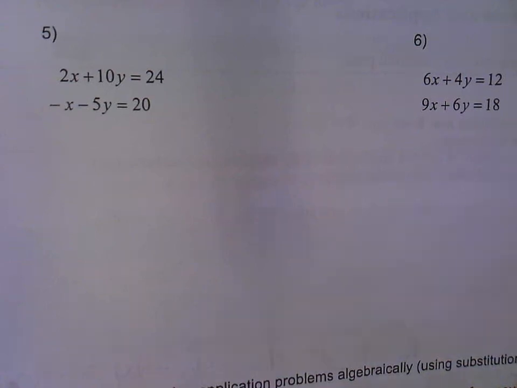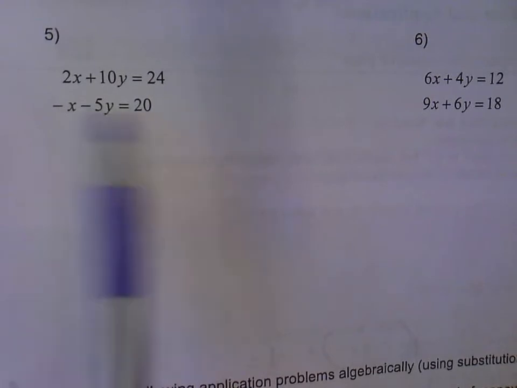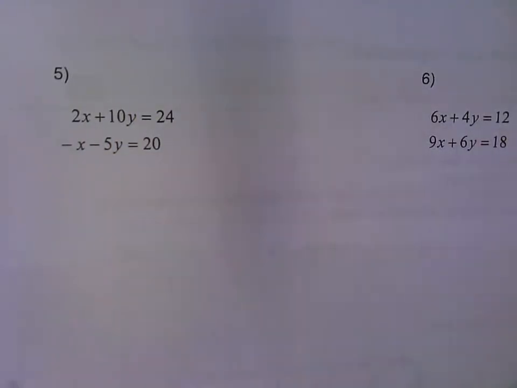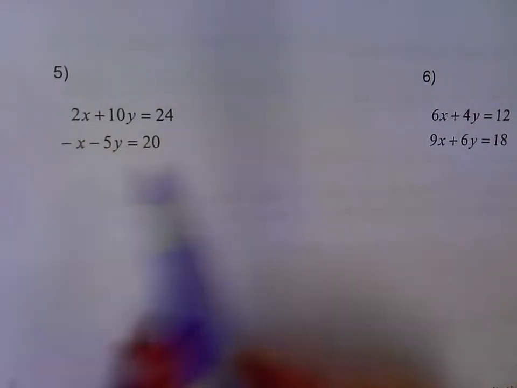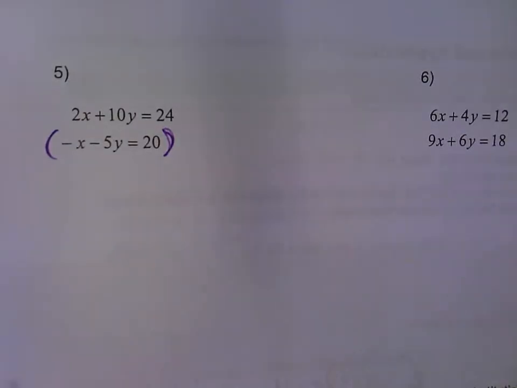So first I check that they're stacked up, right? X, Y, constant, they're stacked. But what happens right now if I try to add things together? Nothing's going to actually eliminate, right? So I'm going to look at this bottom row. What would be a good idea to multiply the bottom row by?